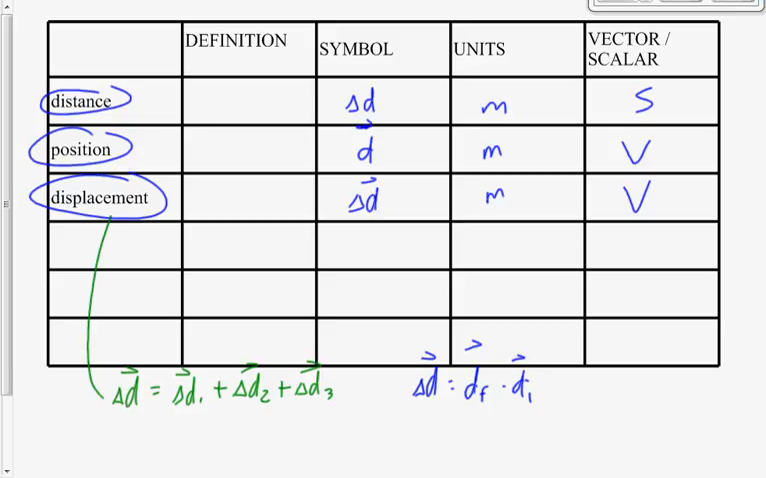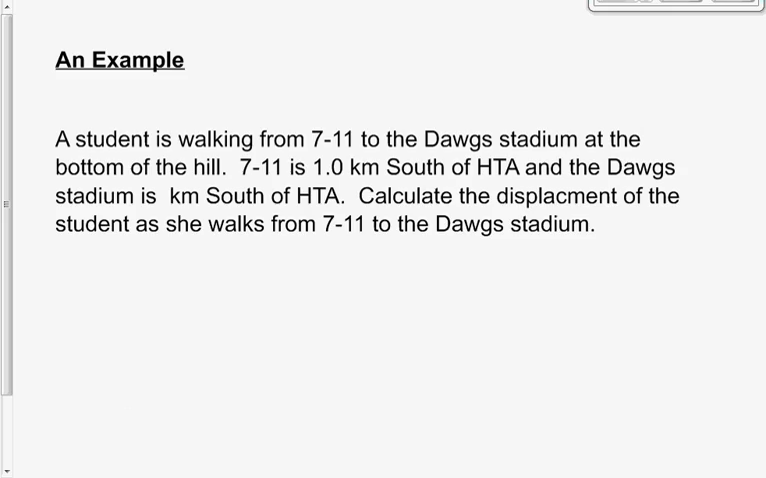Got a couple examples for you. And unfortunately, these don't appear in your textbook. You're going to have to copy these ones out. Sorry. So the question says, a student is walking from 7-Eleven to the dog stadium at the bottom of the hill. 7-Eleven is a kilometer south of HTA, and the dog stadium is, I should say, 2.5 kilometers south of HTA. Calculate the displacement of the student as she walks from 7-Eleven to the dog stadium.